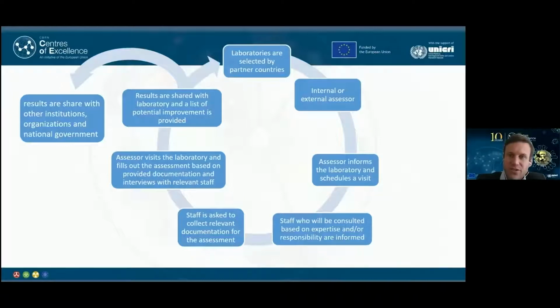Then the assessor visits the laboratory and fills out the assessment based on the provided documentation and on the interviews with the relevant staff. And then the results are shared with the laboratory and a list of potential improvements is provided. And this goes back to the lab. And the reason we depicted this as a circle is because when you complete the first circle, you can see what you can do as a lab to make your lab more resilient. And then you can make changes, and then you can see if these changes had an effect, and you can complete this circle again. What is also possible is that you share the results within your organization, if there are multiple laboratories in your organization, and can also be shared with the national government so that they have an overview of what level of preparedness is present in the laboratories.